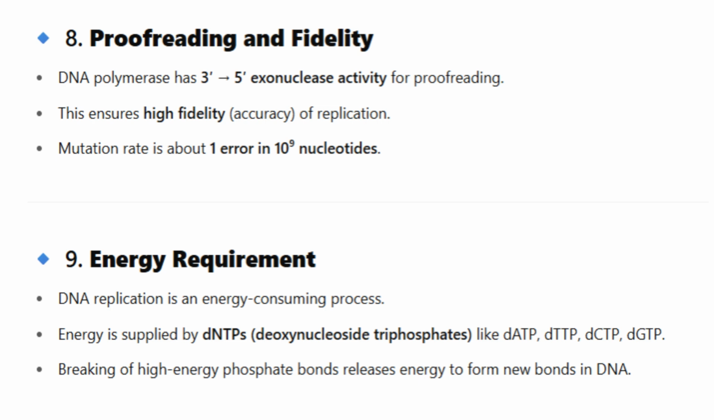8. Proofreading and fidelity. DNA polymerase has 3' to 5' exonuclease activity for proofreading. This ensures high fidelity, accuracy, of replication. Mutation rate is about 1 error in 10^9 nucleotides. 9. Energy requirement. DNA replication is an energy-consuming process. Energy is supplied by dNTPs, deoxynucleoside triphosphates, like dATP, dTTP, dCTP, dGTP. Breaking of high-energy phosphate bonds releases energy to form new bonds in DNA.